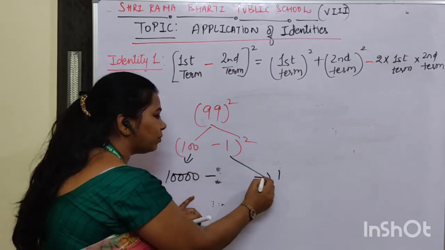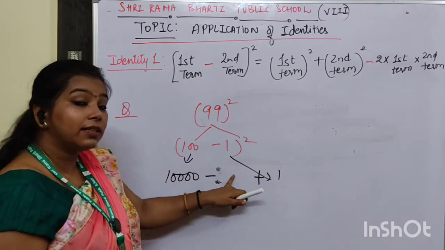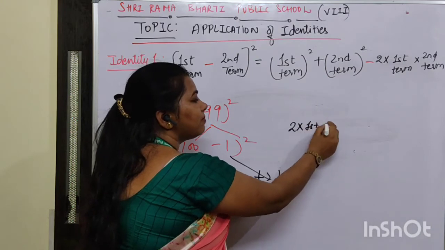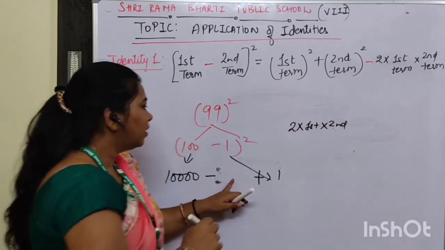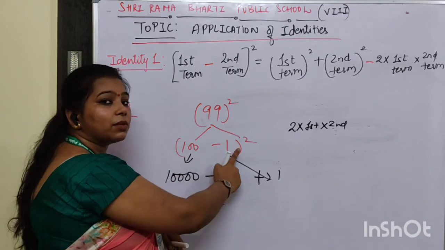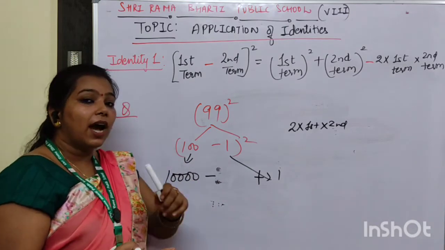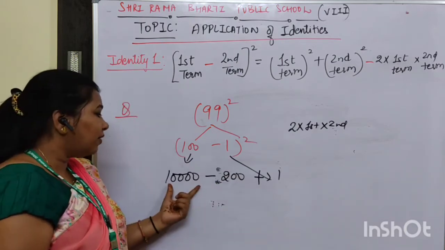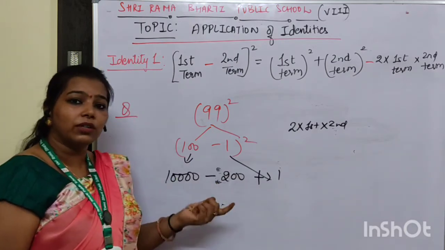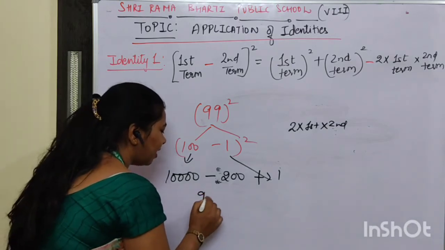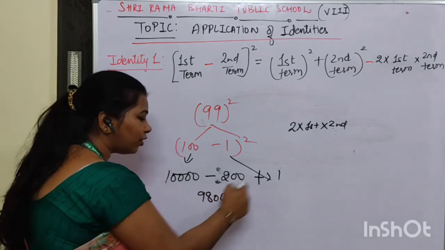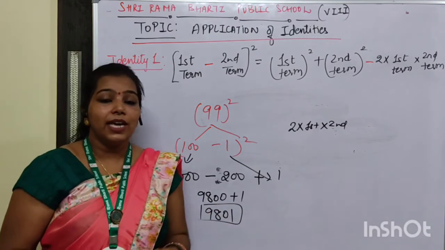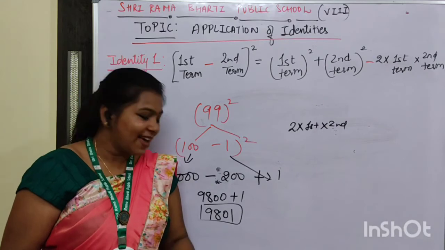Now it is going to be subtracted, because in between we are going to write 2 into first term multiply second term. My first term is 100, my second term is 1; 100 ones are 100, 100 twos are 200. So orally it is easier if you subtract 200 from 10,000. What will it be? 9800, right? And 9800 plus 1 would be 9801. So isn't it easy? It's really easy, I hope.